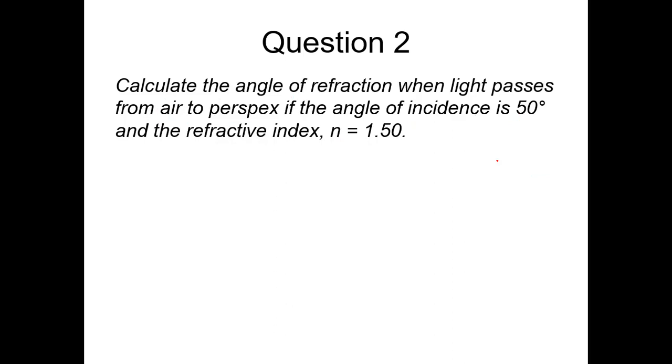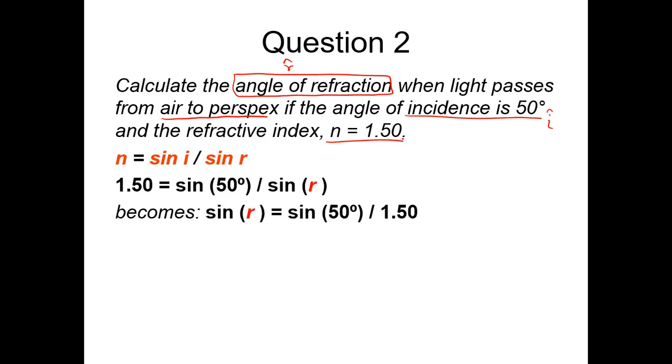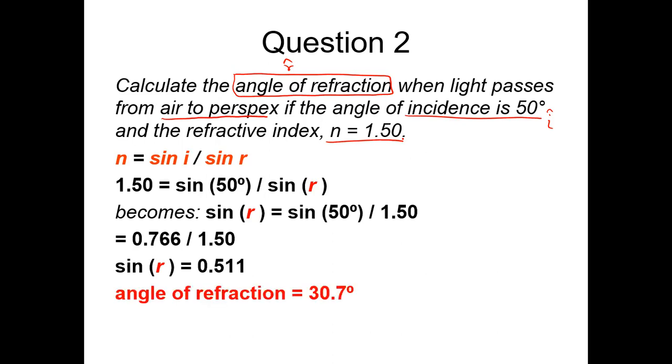So calculate the angle of refraction now. You have to find the angle of refraction when light passes from air to perspex, again from less dense to dense. The angle of incidence is 50 and the refractive index is given. So you'll be using the same equation, but this time you'll first work out the value of sine r, which happens to be 0.511.